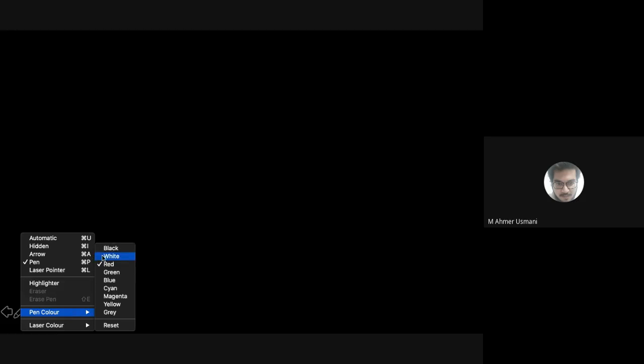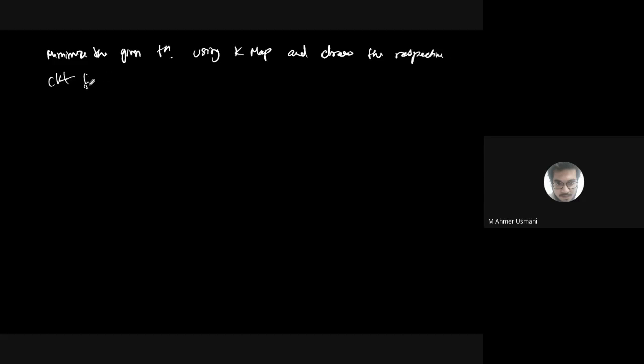Yeah, so the question will be: solve or minimize the given function using K-map, and draw or represent the respective circuit for it. Okay, this is how the question will be asked in the exam.